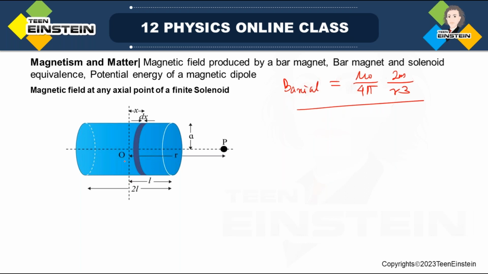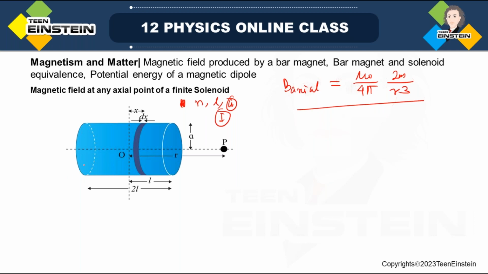So for that, I have a compact solenoid with a large number of turns, n small n number of turns per unit length. This solenoid has length L, its radius is a, and each turn carries current I.